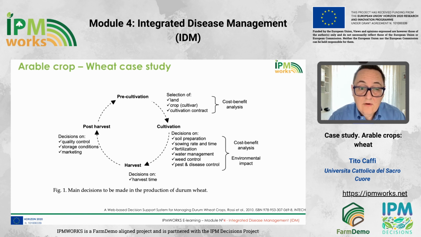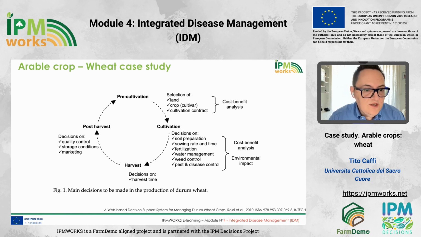Then we have many agronomical and phytopathological decisions that must be taken during the cultivation, from the soil preparation, the sowing rate and time, fertilization, water management, weed control, that is very impacting on pest and disease control. So we also have to keep in consideration environmental impact and what we have to do for managing the crop.